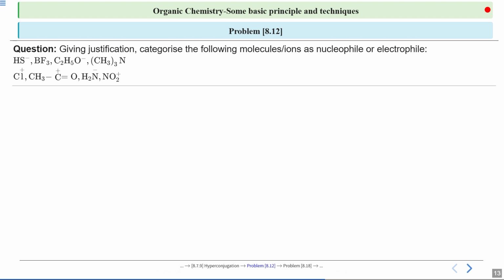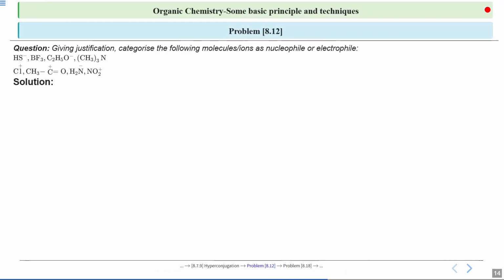Let us move on to the solution. So how will you decide which one is a nucleophile and which one is an electrophile? If you consider the definition of nucleophile, these are those species which love to go towards the nucleus. They are nucleus loving. That means either they will contain a negative charge or they will contain a lone pair. This is the only way to make the substance electron rich.